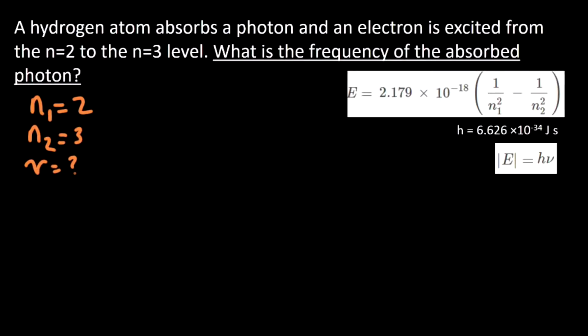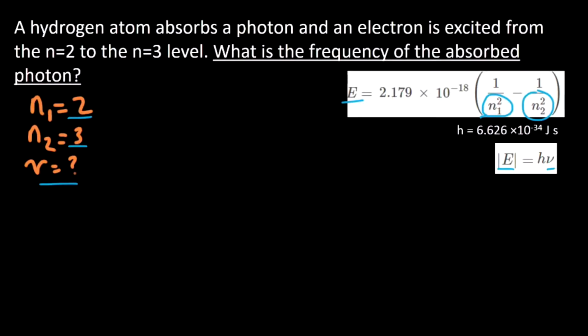This is the first time in this class where we've actually had to use two equations to solve a problem. And what you'll notice here is we've been given two n's, but we're looking for frequency. And when we look over at our equation in terms of n's, it doesn't have frequency, it gives us E. Okay, but then we have this other equation that relates E and frequency. What do we do here?